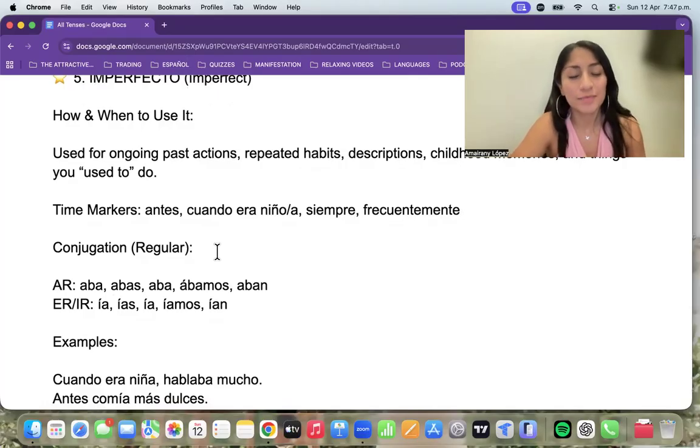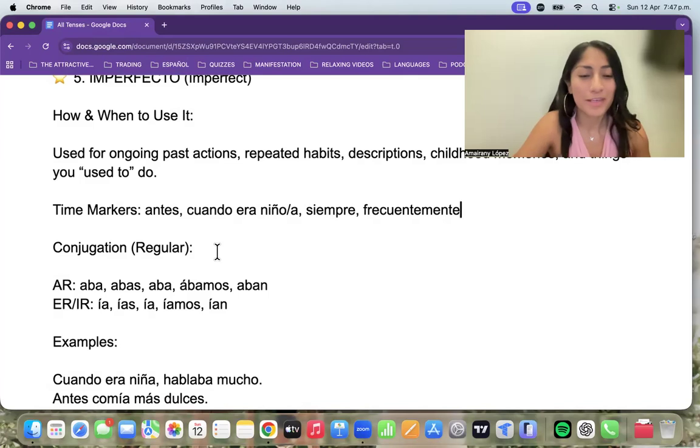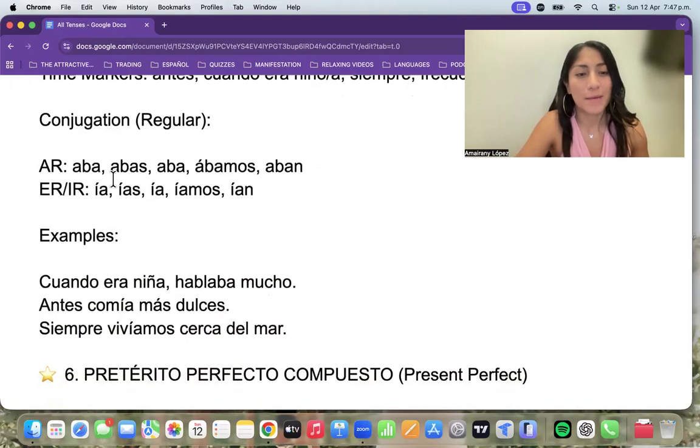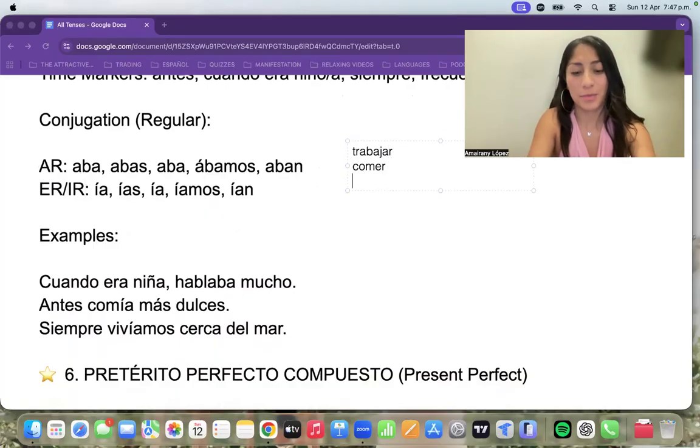Now, the conjugation, again, we are separating the verbs only into 2, those with AR ending and those with ER and IR endings. So that means that I'm not going to focus too much on separating these 2. These ones are the same, okay? So whatever applies to ER also applies to IR. Okay, so let's take again the same verbs that we've been working with. Trabajar, comer, and vivir.